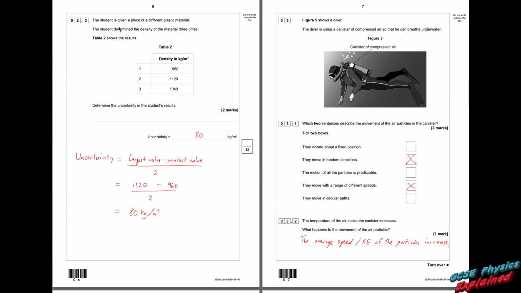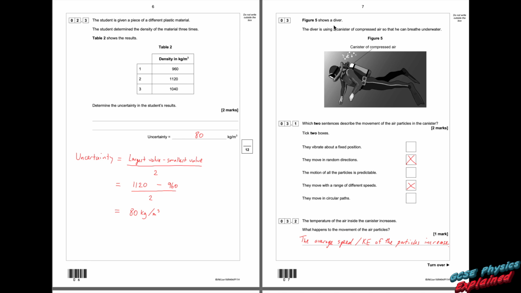Part 3. The student is given a piece of different plastic material. The student determined the density of the material 3 times. Determine the uncertainty in the student's results. So uncertainty, take the largest value and subtract the smallest value and then divide it by 2. So the largest value is 1120, take away 960, divided by 2, and it comes out as 80 kilograms per metre cubed.